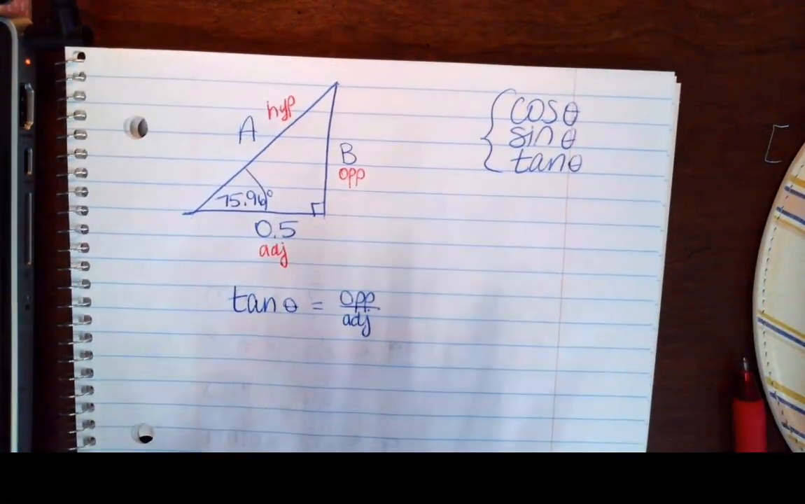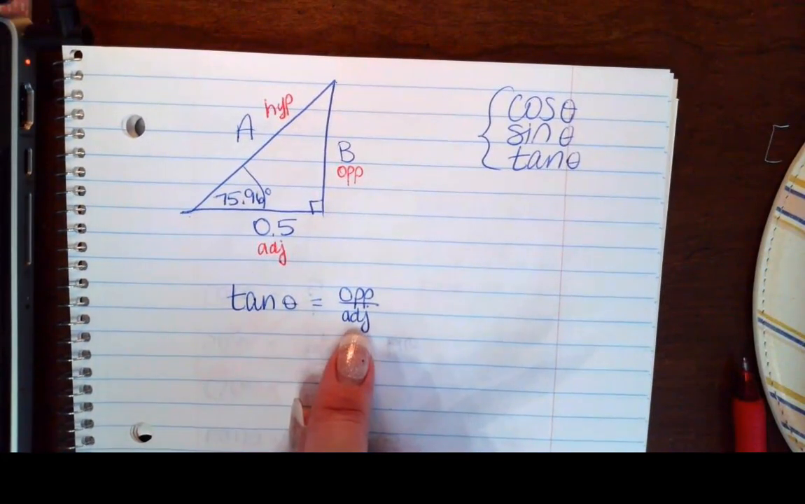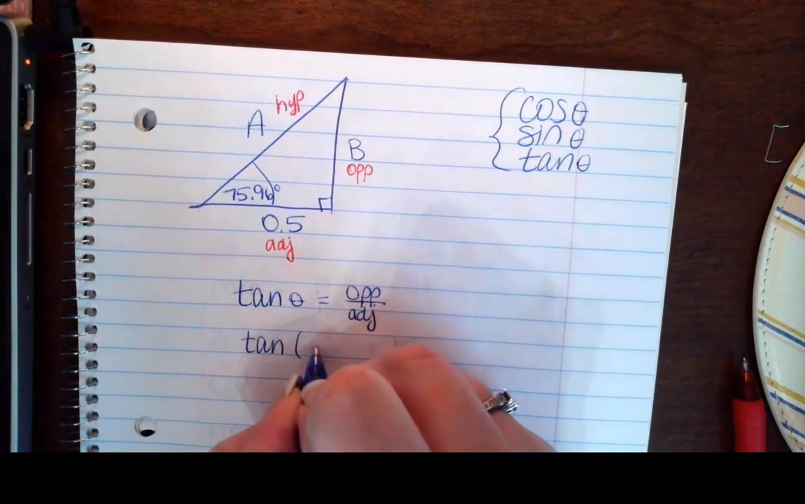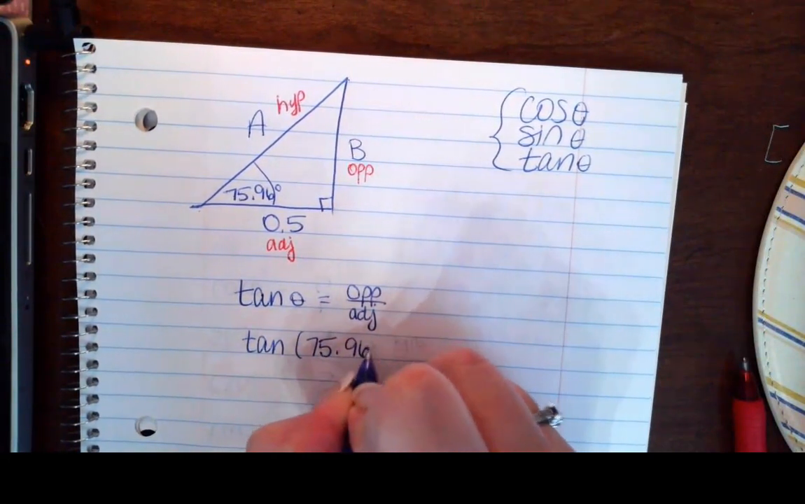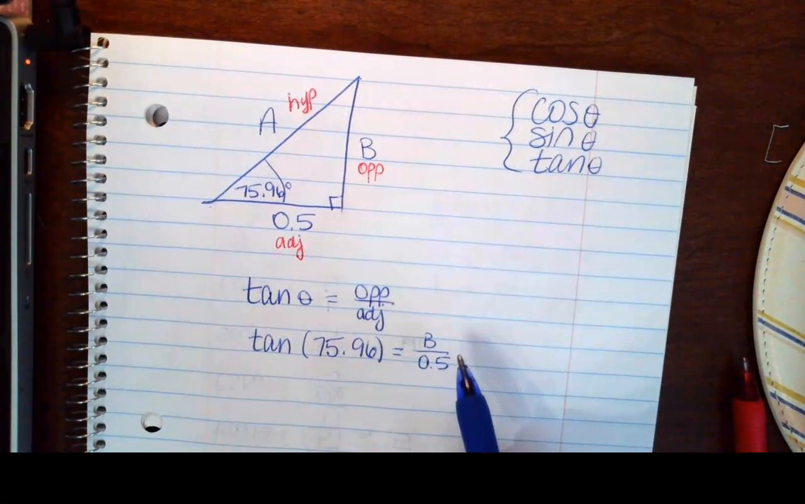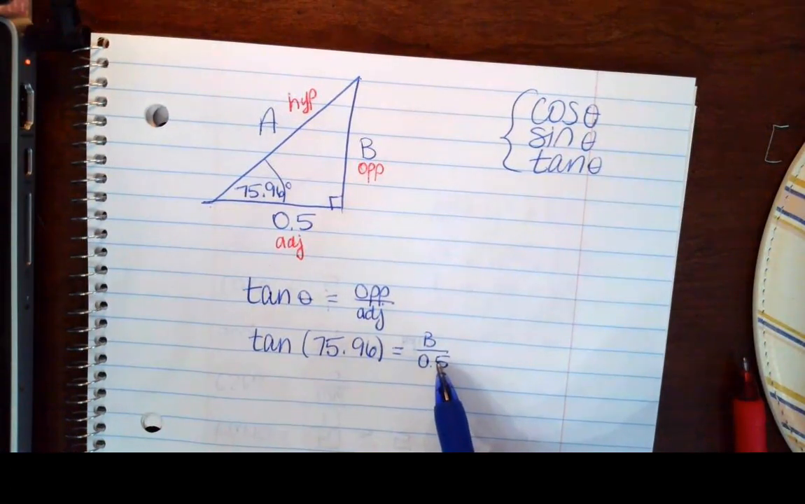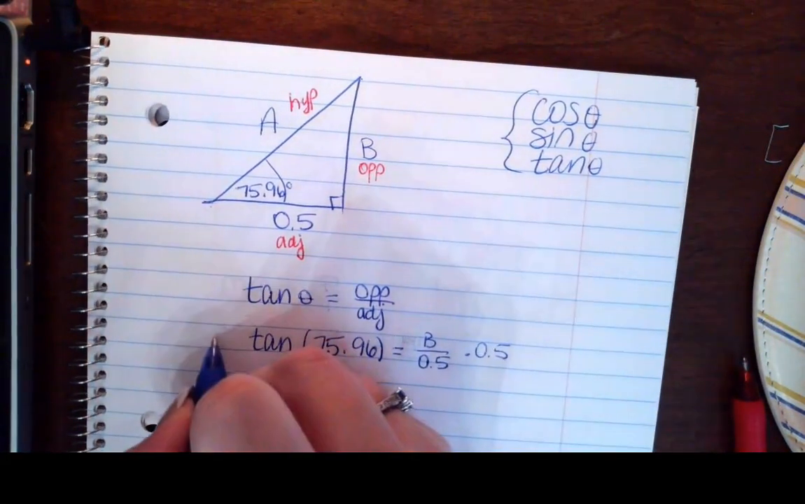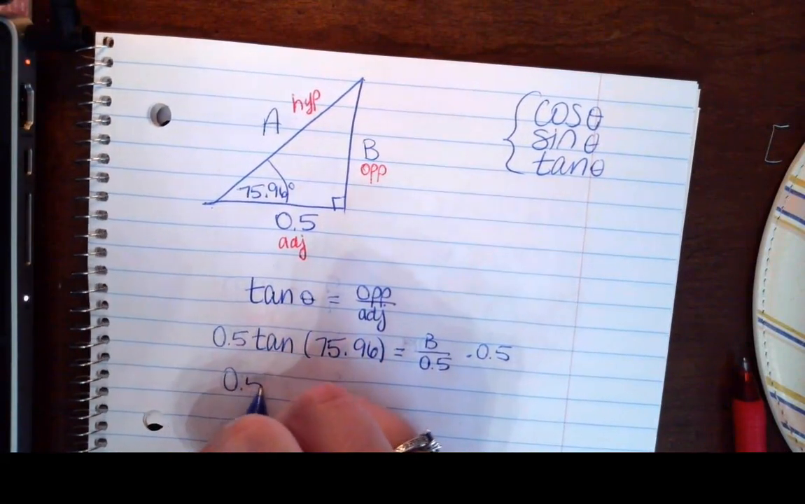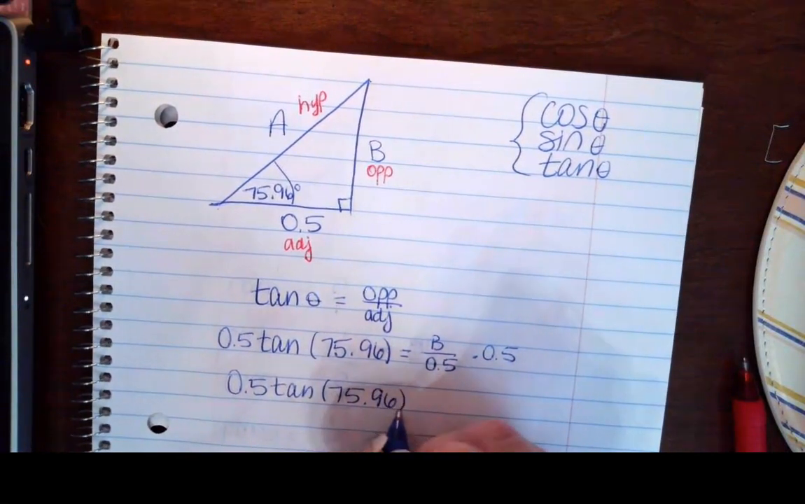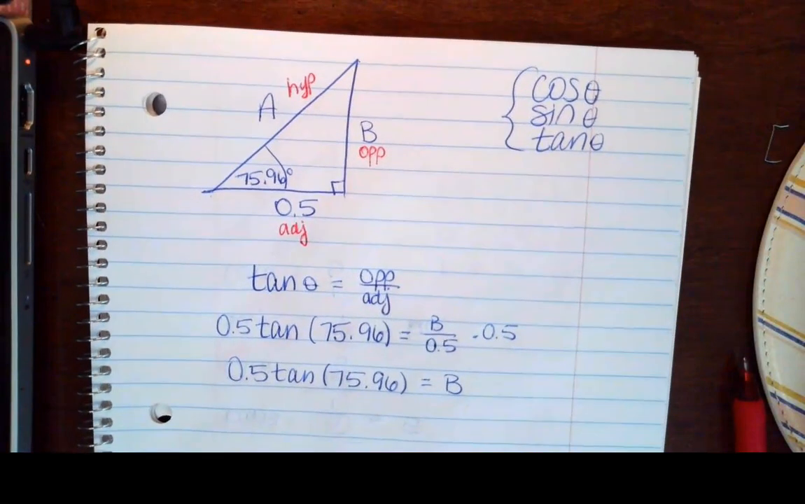Okay, so I'm going to choose to do tangent because adjacent is in the denominator, and adjacent is something that I know. So I will now set this up. I know that the tangent of this angle measure is going to equal B over 0.5. So it's the ratio of opposite to adjacent. And now we're just trying to solve for B. So I'm going to multiply both sides by 0.5. So I get 0.5 times the tangent of 75.96 will tell me what B is.